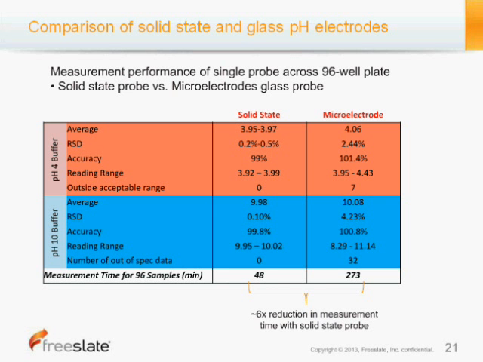If you look at the pH 10 measurement, again, the average pH values are very comparable between the solid-state and microelectrode. And again, the reproducibility of the solid-state electrode is much better than the microelectrode. Also the number of out-of-spec data points is much lower with the solid-state electrode. But the biggest difference is that with the solid-state electrode, you have a 6x reduction in the measurement time of measuring the pH. And so you can get much higher throughput using a solid-state pH electrode than you can with a glass electrode.